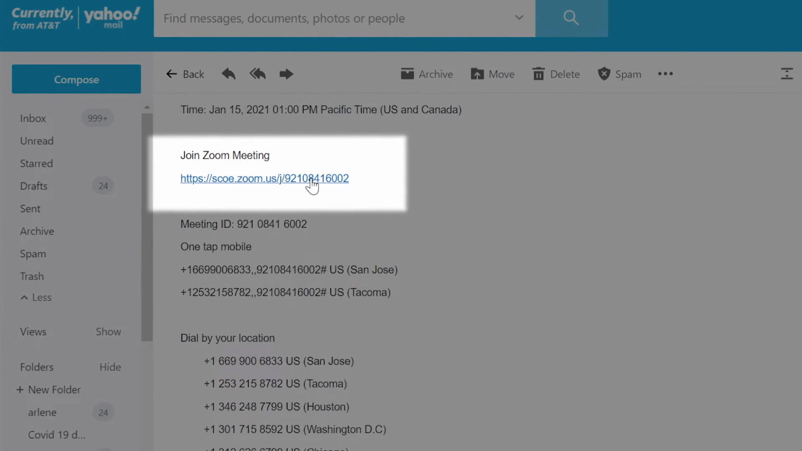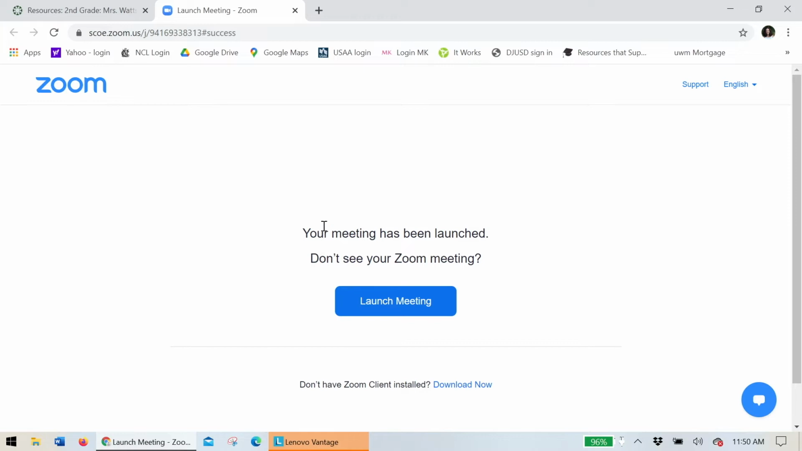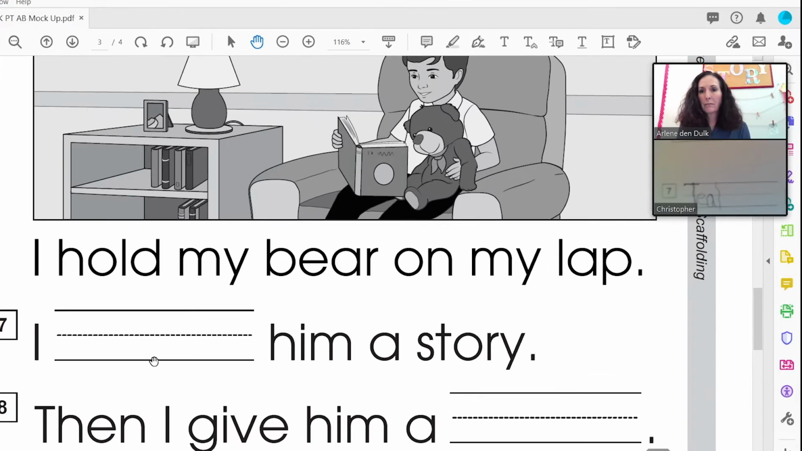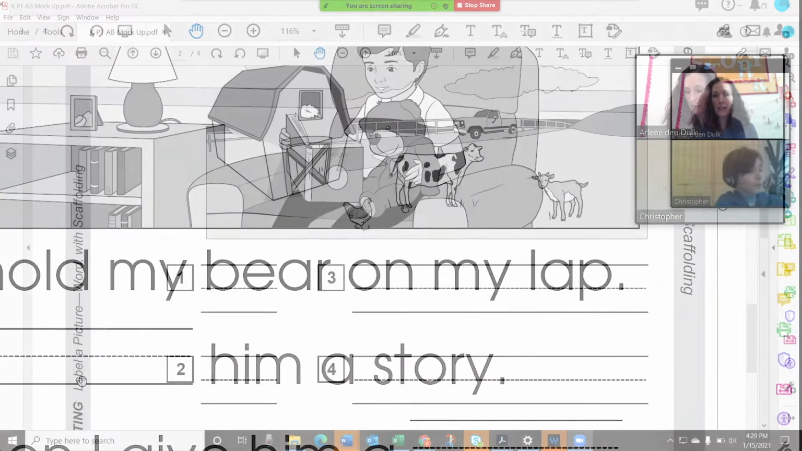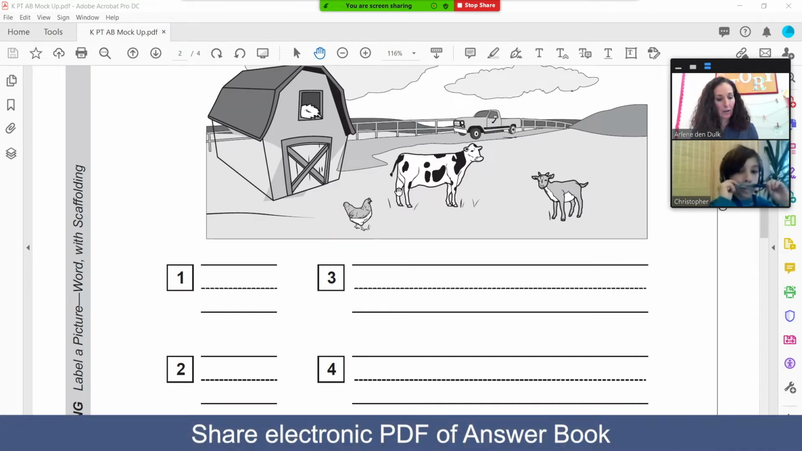LEAs can email meeting links to the parents or post the links in whatever learning platform they are using for daily instruction. The writing domain for students in remote K2 test administration requires the student to write their responses, then show them to the test examiner. To ensure students are responding to the correct question, the test examiner will need to share an electronic copy of the answer book. If the student is using the writing response sheets, the test examiner should use their mouse cursor to point to the write-on line where students should be writing.